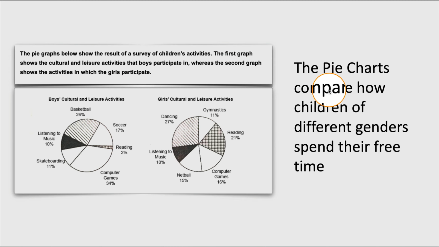So here the pie charts compare. I've changed "below show" to "compare". And then I've summarised it: how children of different genders spend their free time. So culture and leisure activities, free time, boys and girls, different genders. Here we've really shortened our paraphrase, which is another good thing to do.